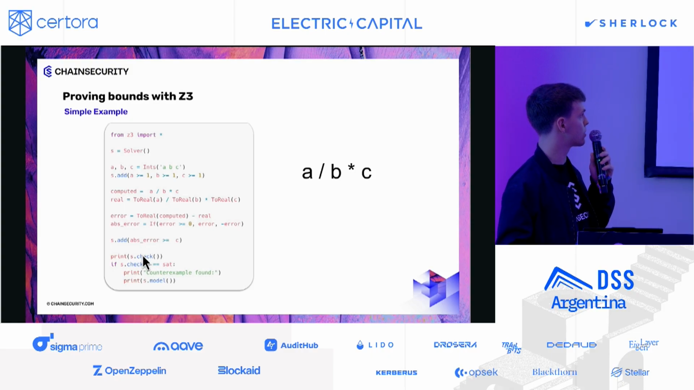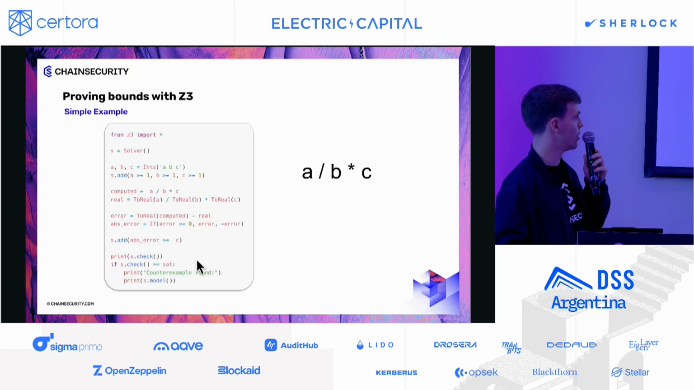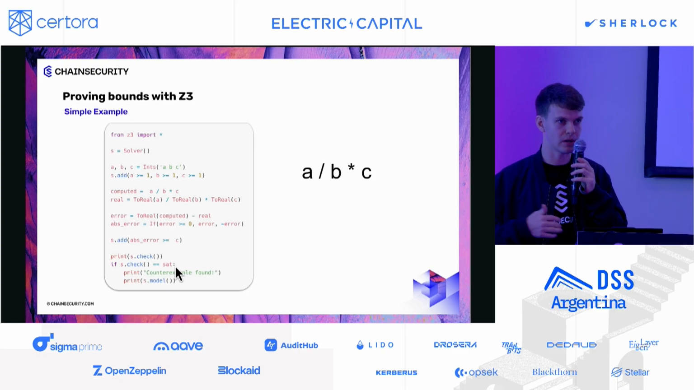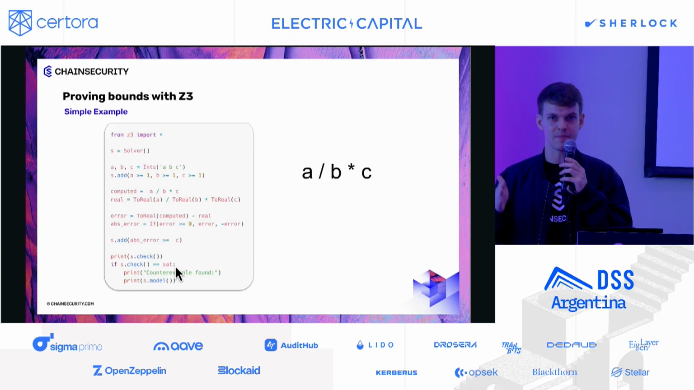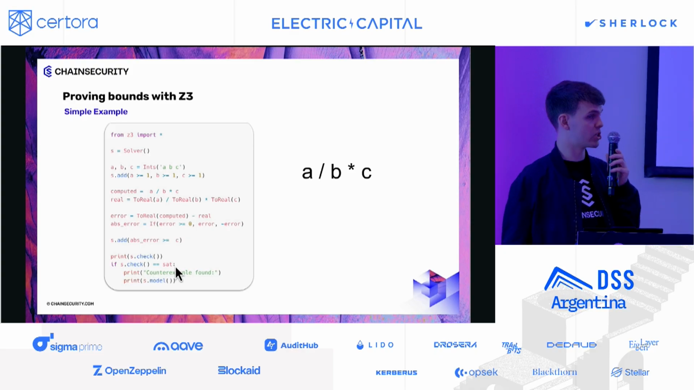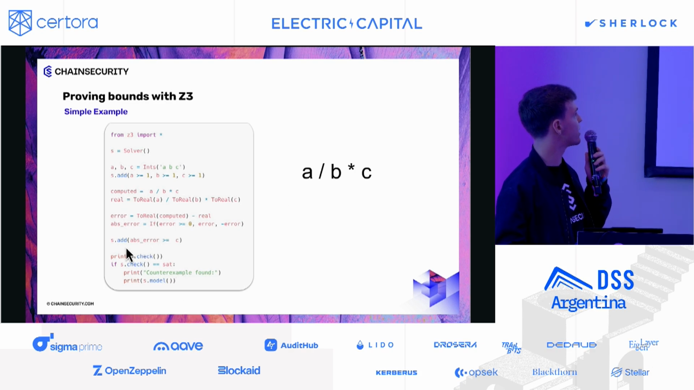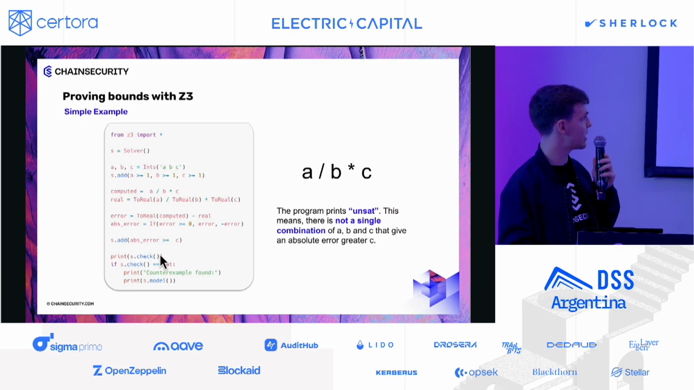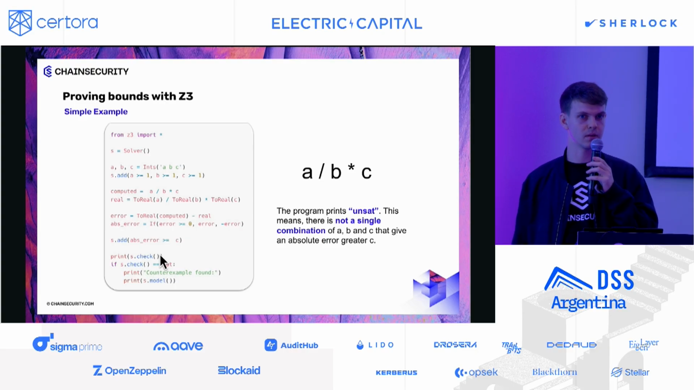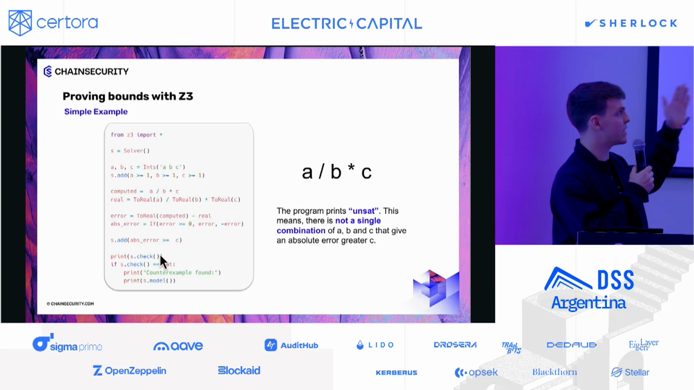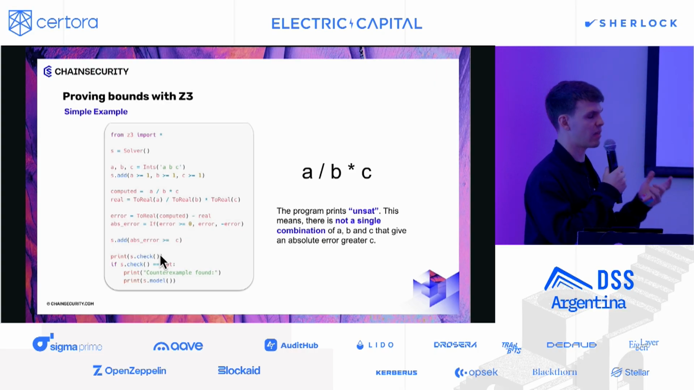Then you call the function check, and it's going to tell you, is it satisfiable? Like, can we have A, B, and C which are going to satisfy all those conditions, or can we simply not? And if it says you cannot, then it means that there is not a single A, B, and C which are going to satisfy this. So in our case, this is asking, can the absolute error be greater or equal than C? And if you run the program, it's going to say unsat. This means that there is not a single A, B, and C which are going to give you an absolute error bigger than C.